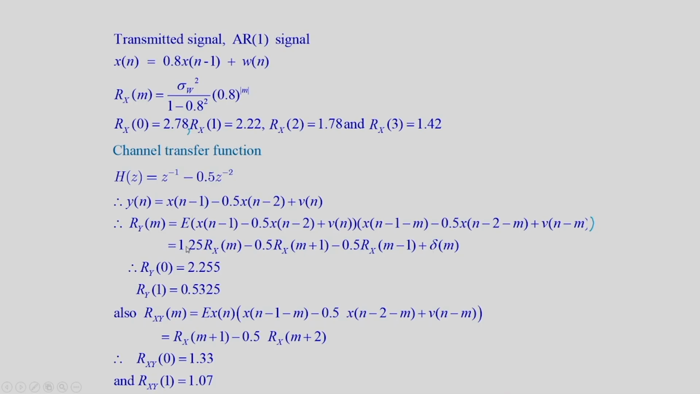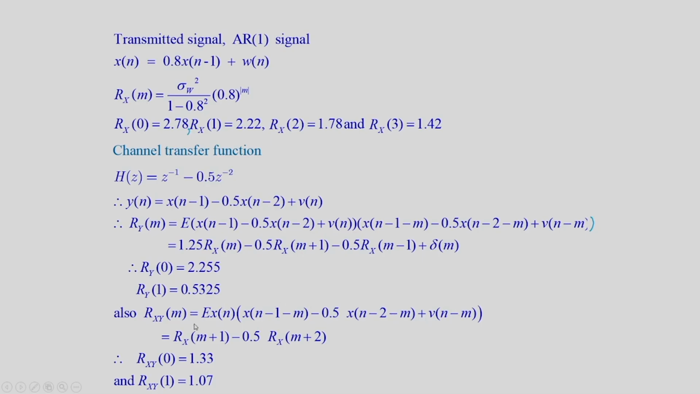Therefore, Ry of m will be equal to 1.25 Rx of m minus 0.5 Rx of m plus 1 minus 0.5 Rx of m minus 1 plus delta m, and we know the values of Rx of m. Similarly, we can find out the Rxy of m, that is equal to E of x of n into x of n minus 1 minus m minus 0.5 x of n minus 2 minus m plus v of n minus m. This is the y of n minus m, this is x of n.